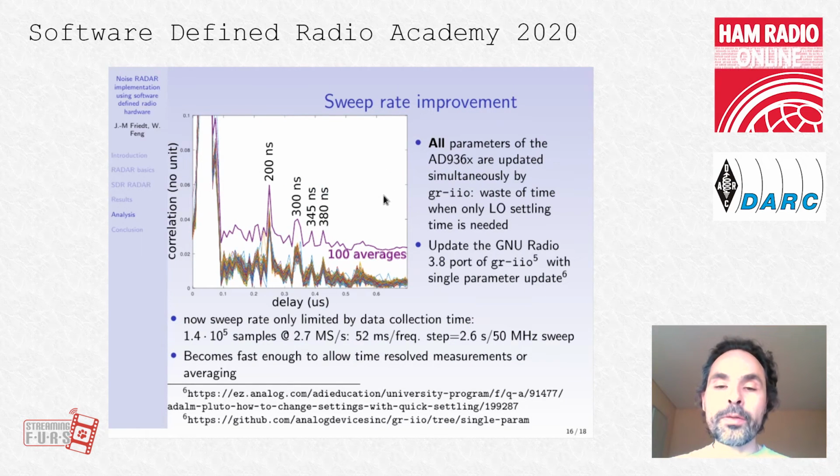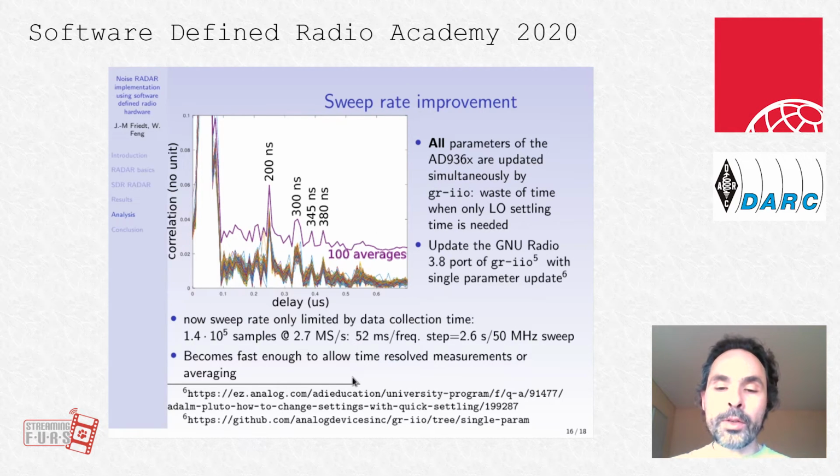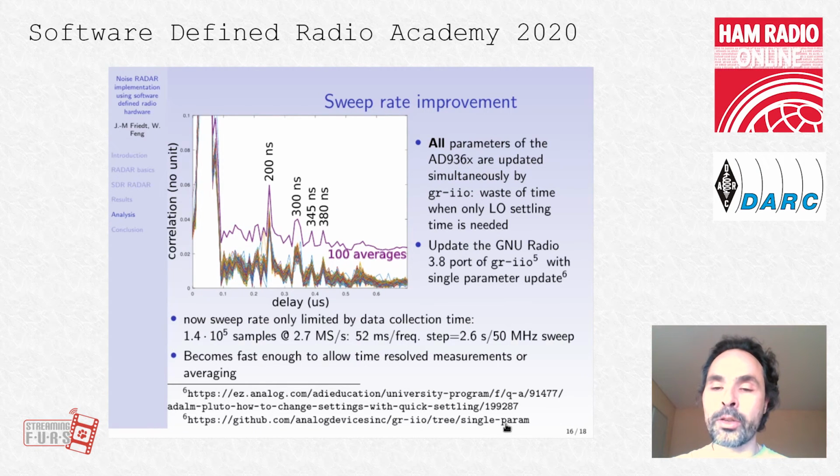So now we mentioned that we needed to wait for a second, and actually the issue that was documented by Travis Collins on the Analog Devices website is that whenever we change the frequency, all the parameters of the PlutoSDR are changed, and one of them is requiring 1 second stabilization time. So if you read here on this GRIIO fork that was written by Travis Collins, there is a new single parameter option that allows you to only change the local oscillator frequency.